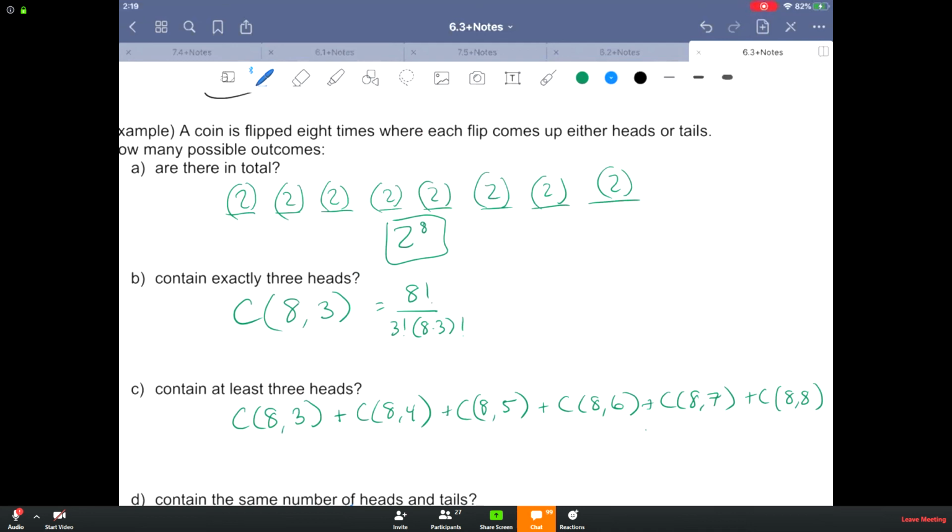As you'll see when we get to probability, you'll see questions like, what's the probability that you flip the coin 8 times and you get exactly 3 heads? Well, all your possible outcomes would be your denominator. This would be your numerator. Because the 2 to the 8th is all your possible outcomes. Where part B, it's not looking at all your possible outcomes. The 8 is looking at the 8 spots and how many you're picking from there.